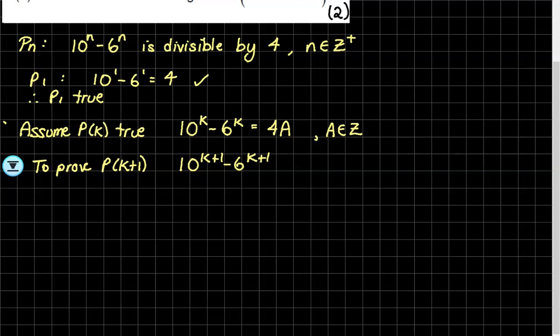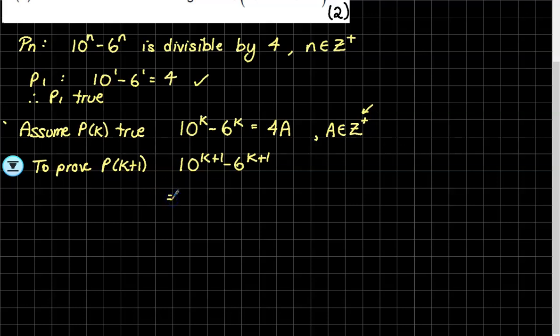So P1, yep, that's true. It's divisible by 4. We want to assume PK true. Remember, you've got to put this here, blah, blah, blah. And because we're saying N is positive, we'll say A is as well, but could work for any. To prove PK plus 1, so we're trying to prove this. So I will somehow want to use my PK.